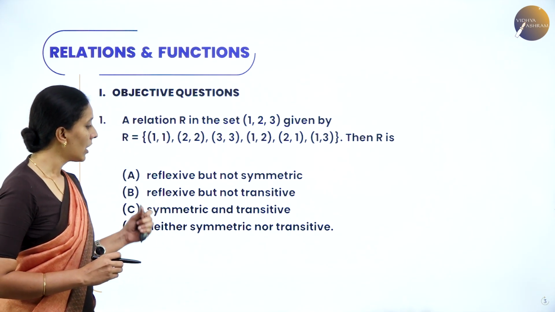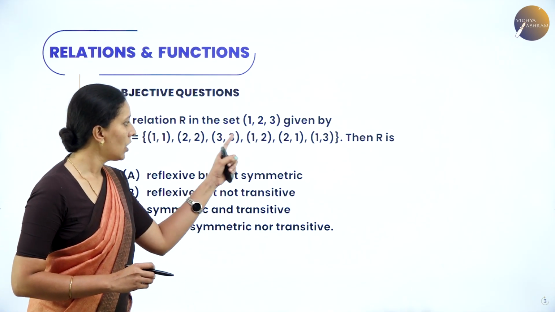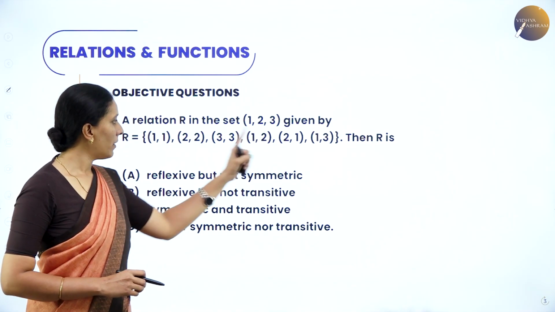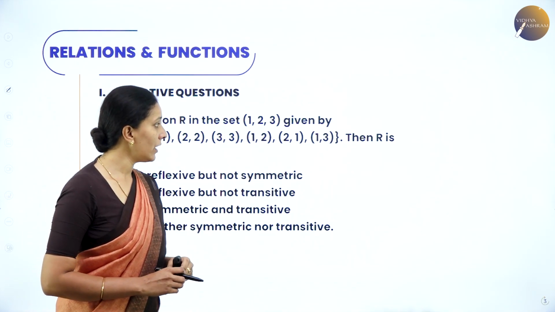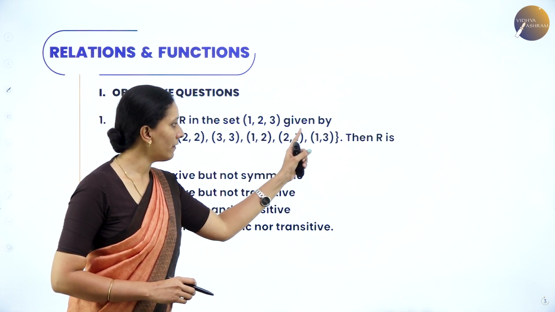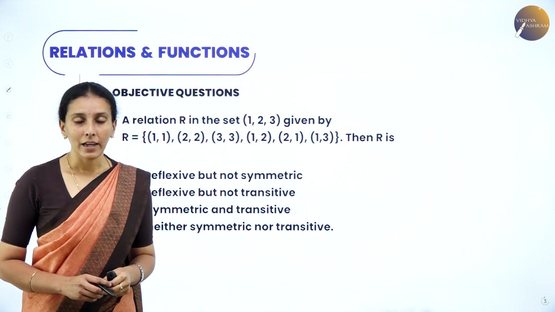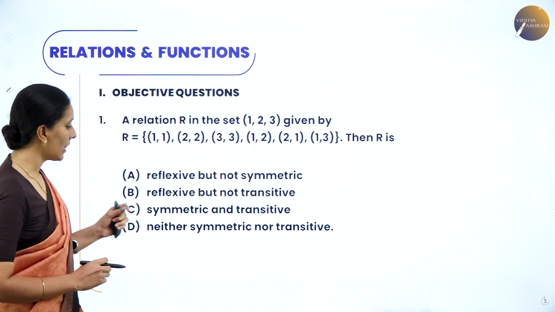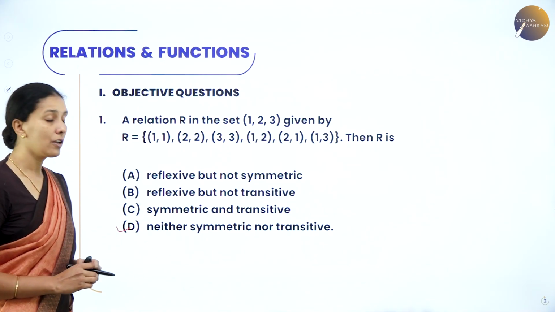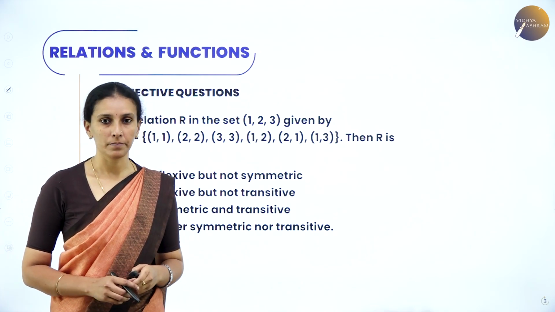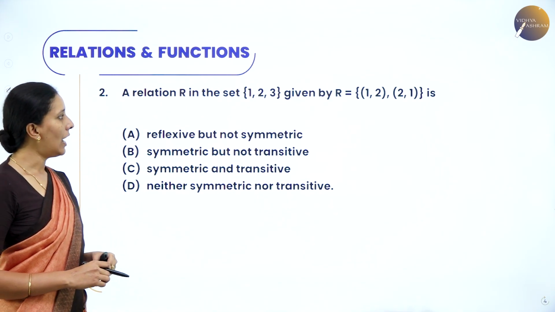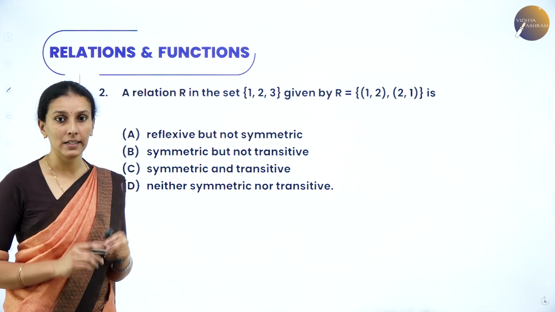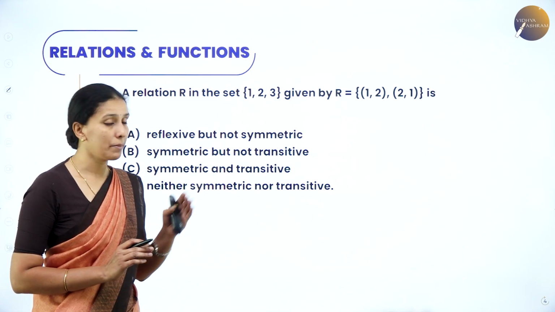And when we come to the transitive relation, we can see (1, 2), (2, 1) has (1, 1). Similarly, if you take (1, 1), (1, 3), you have (1, 3). But see here, if you have (2, 1) and (1, 3), you don't have the pair (2, 3) here. So we can clearly say that it is neither symmetric nor transitive relation. Next question. A relation R in the set {1, 2, 3} given by R = {(1, 2), (2, 1)} is. So clearly the given relation is a symmetric relation.